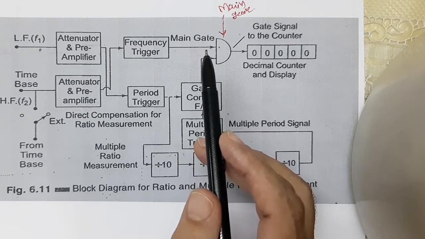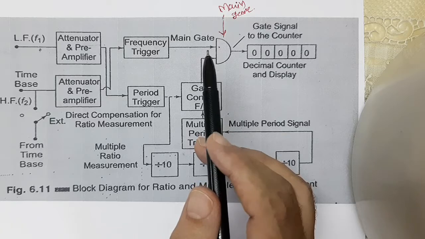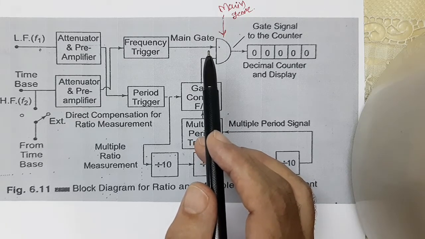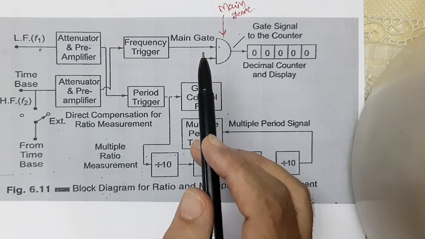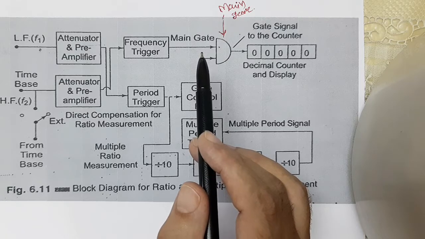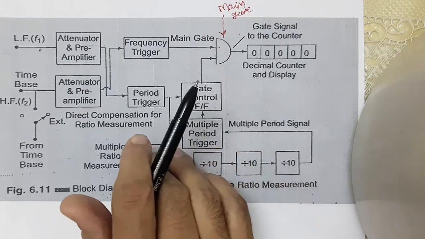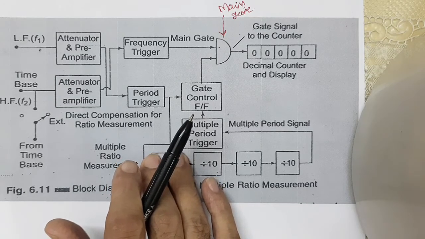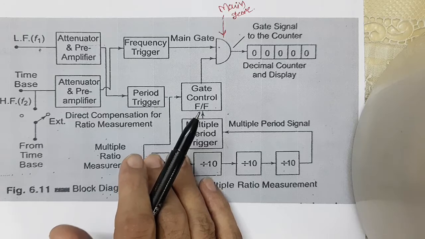I repeat, the measurement in effect is a period measurement. A low frequency is used as a gating signal, while the high frequency is the counted signal. Hence, the low frequency takes the place of the time base. From the block diagram, for the ratio measurement, we have the display counter.